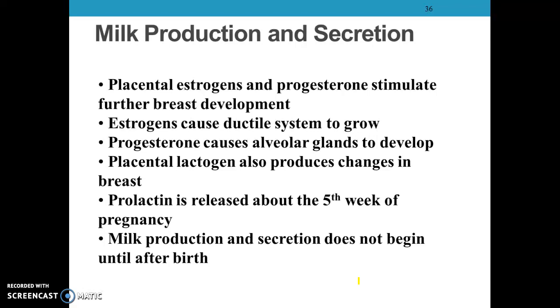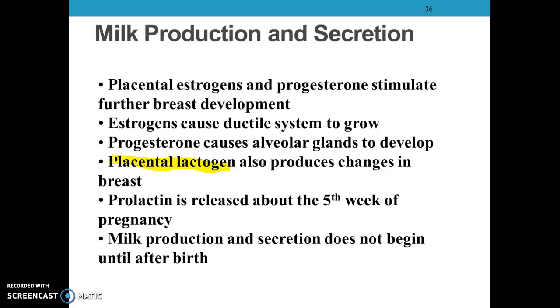The reason is prolactin is there, and that should probably say prolactin is produced instead of released. But prolactin is produced after the 5th week. However, placental lactogen, scratch all that. Prolactin is released. But there's that placental lactogen that we talked about up here. It actually blocks the actions of prolactin. So even though prolactin, which is the milk-producing hormone, is being released, the placental lactogen is blocking its actions.